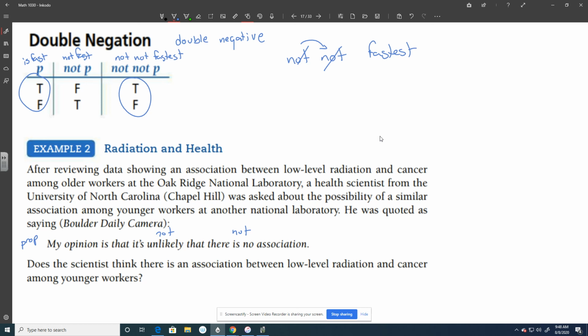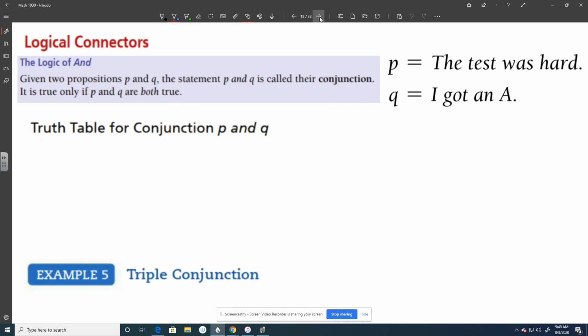So when it says, does the scientist think that there is an association, the not says that he does, that he thinks that there is an association, because those cancel each other out. Okay, so be careful of those.